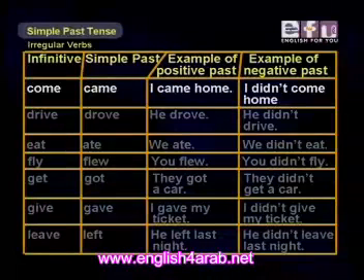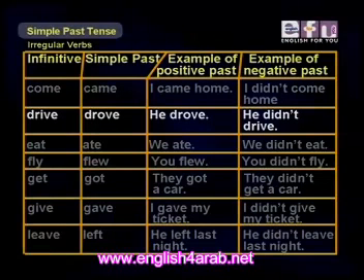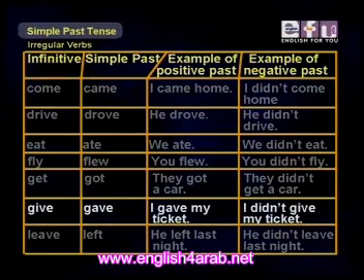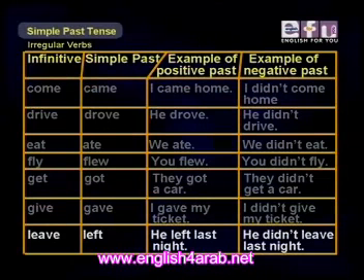Okay, here we go. Come, came, I came home. I didn't come home. Next, drive, drove, he drove, he didn't drive. Next, eat, ate, we didn't eat. Fly, flew, you flew, you didn't fly. Get, got, they got a car, they didn't get a car. Give, gave, I gave my ticket, I didn't give my ticket. Leave, left, he left last night, he didn't leave last night.